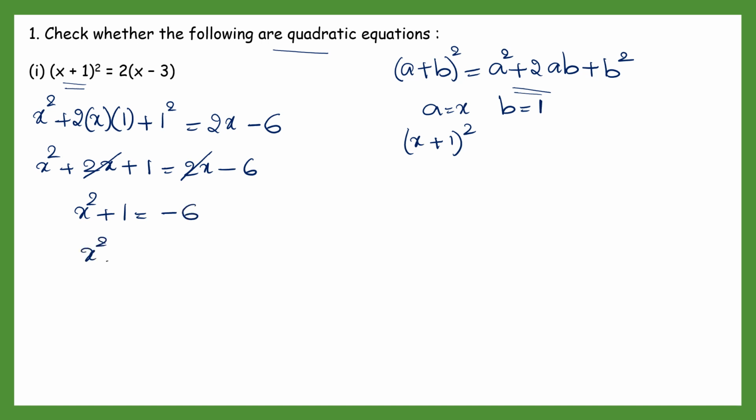X square plus 1 minus 6, if it comes to the left side, it will become plus 6. So the equation will be in the form of x square plus 7 is equal to 0. Now we should check whether this is quadratic or not.